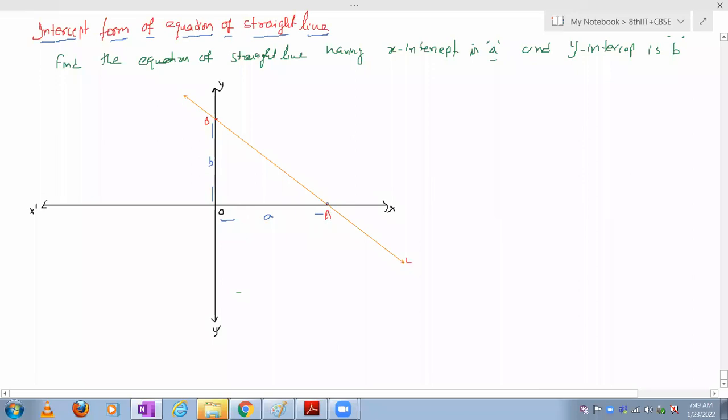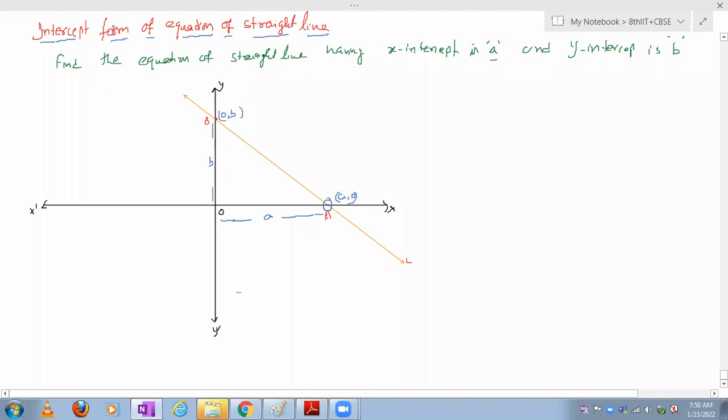That means, what is the coordinate of A? Tell me. Here I'm saying this is A. What is the coordinate of A? A comma 0, very good. Right. Now, what is the coordinate of B then? 0 comma b, very good.